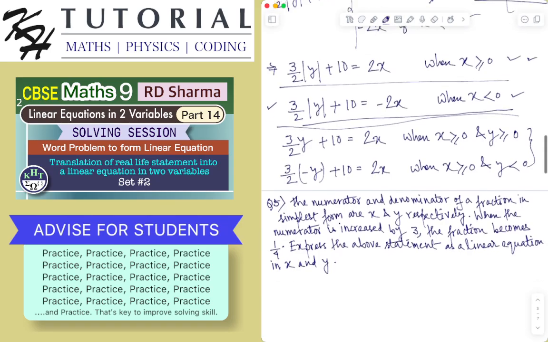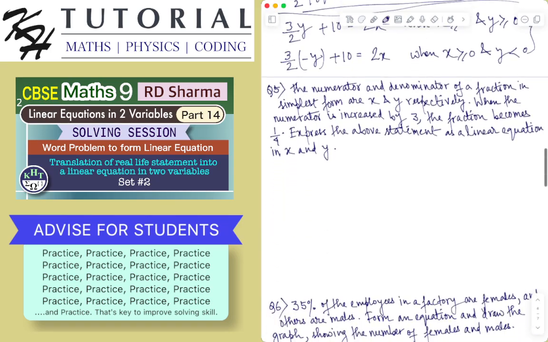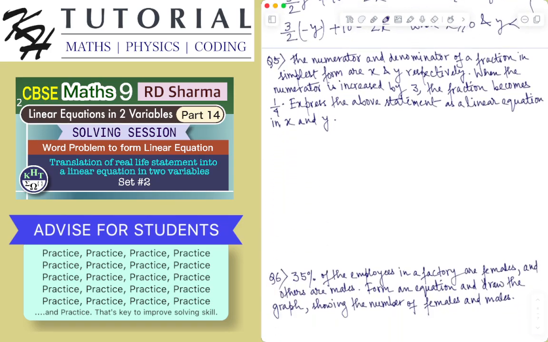Okay, let's see the next problem. Question number 5. The numerator and denominator of a fraction in simplest form are x and y respectively. So the fraction is x by y, where a fraction in the simplest form means the numerator and the denominator do not have any common factor, or their common factor is 1.